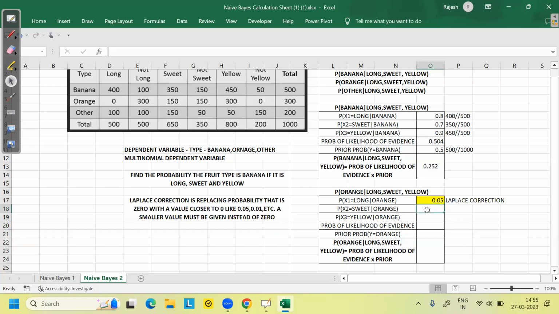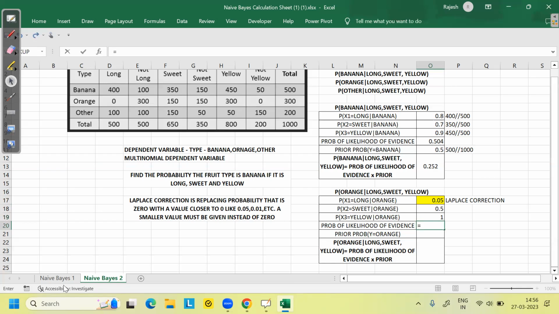So the Laplace correction is implemented when one of the probabilities becomes zero. How many oranges are sweet? 150. How many total oranges are there? 300. 150 divided by 300. You can see in the table, 150 oranges are sweet, and the total number of oranges is 300. So 0.5 is the probability. How many oranges are yellow? 300. 300 divided by 300, we get 1.